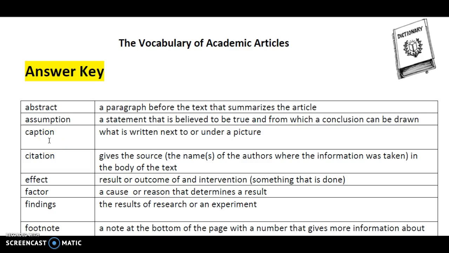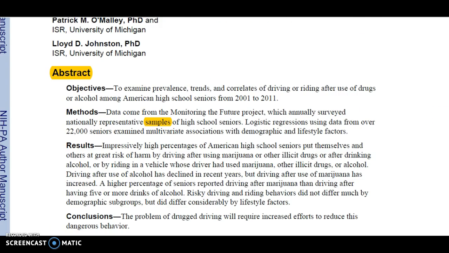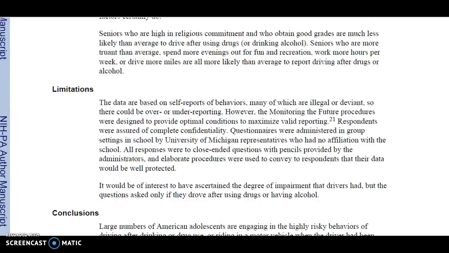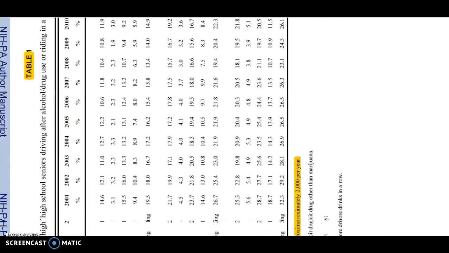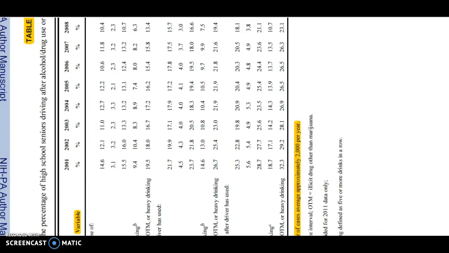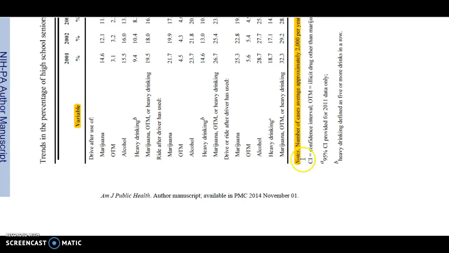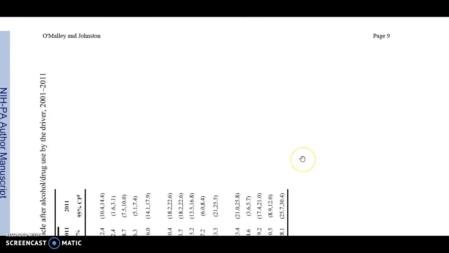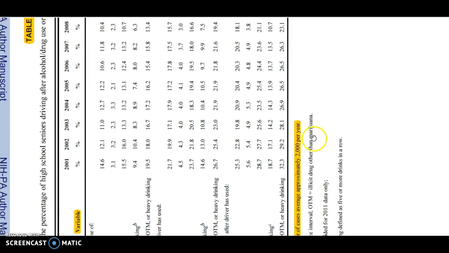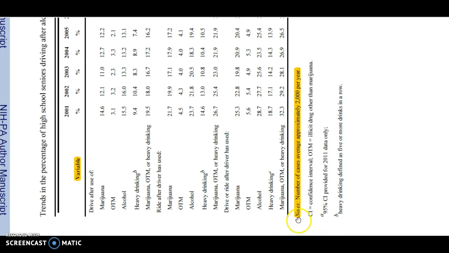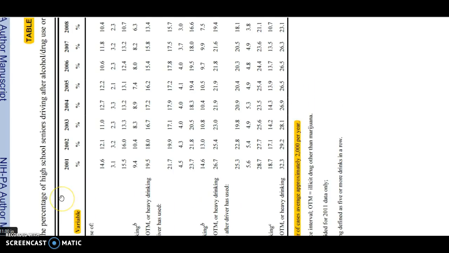Now, caption is what's written next to or under a picture, and in research, we can see it under tables or figures or different kinds of things. So here in this article, it happens to be going landscape in that portrait, but again, underneath here, it's a kind of caption. So we have to always look at this and read. It helps us to understand what's in the table itself.